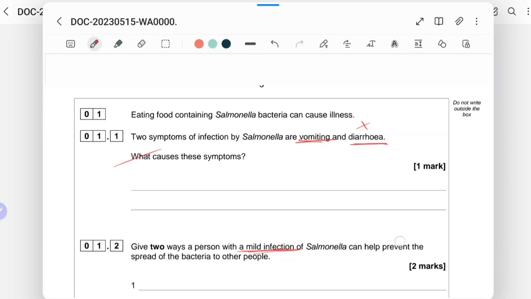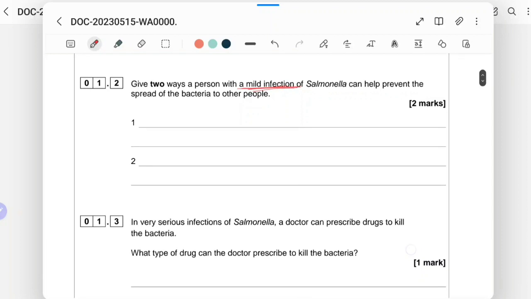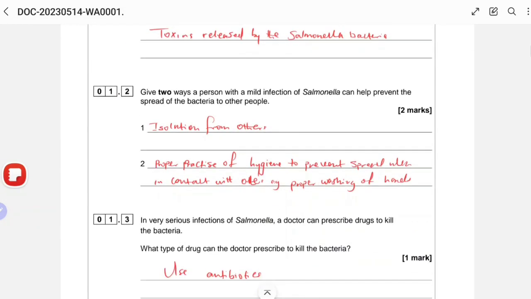so the next question says, in serious infection, now this is no more mild, a doctor can prescribe drugs to kill the bacteria. What type of drug should the doctor prescribe? Don't forget it's a bacterial infection, and that is what? Use of antibiotics. And this is correct for salmonella. This is correct for gonorrhea. Yes, because these are bacterial diseases. You can use antibiotics for either of these.